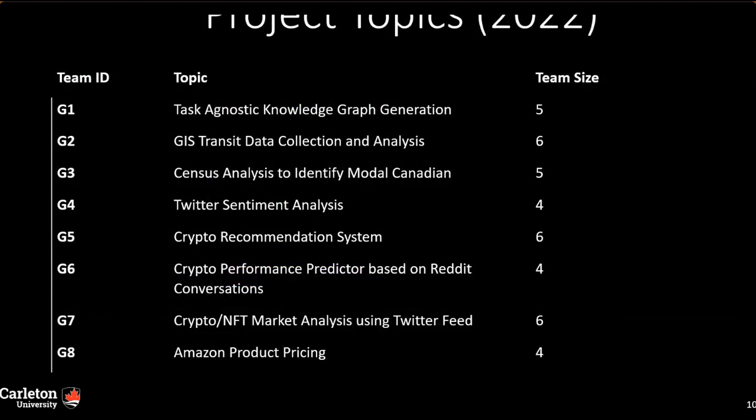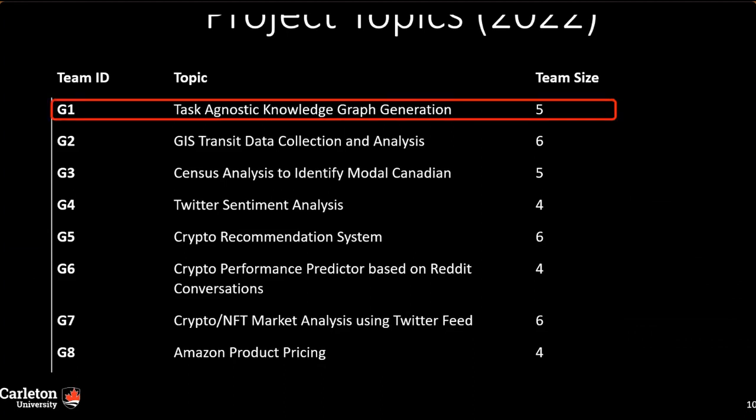Through the projects, the students got introduced to different aspects of data science and to specific domain problems. I have here a list of the projects covered in the year of 2022. That was the second offering of the course. And the topics were various. We have, for example, the first topic here, a task-agnostic knowledge graph generation, and this was in collaboration with an industry partner. The students got to learn more about natural language processing, machine learning, and producing knowledge graphs, and the team included 5 members.